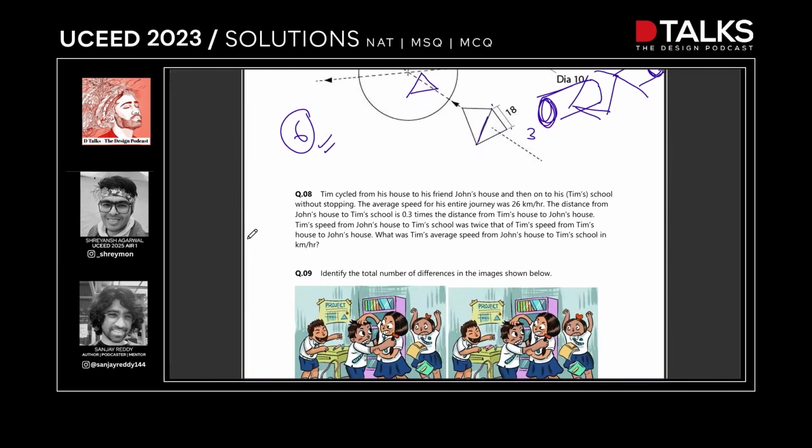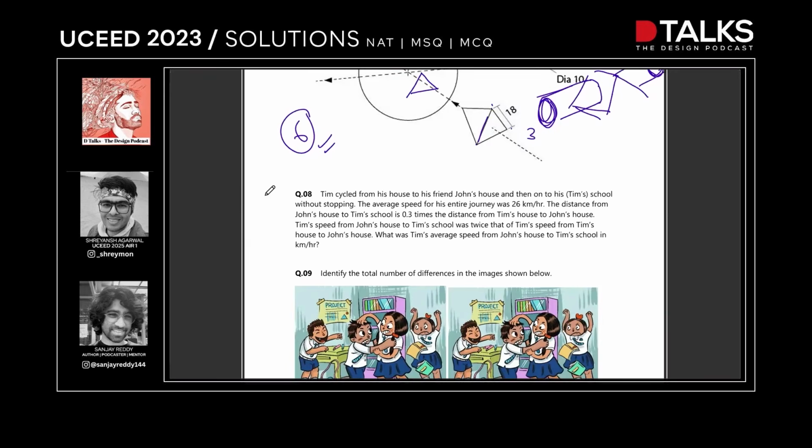Tim cycled from his house to his friend John's house and then to his friend Tim's school without stopping. The average speed of his entire journey was 26 km per hour. The distance from John's house to Tim's school is 0.3 times the distance from Tim's house to John's house. Tim's speed from John's house to Tim's school was twice that of Tim's speed from Tim's house to John's house. What was Tim's average speed from John's house to Tim's school in kilometers per hour?